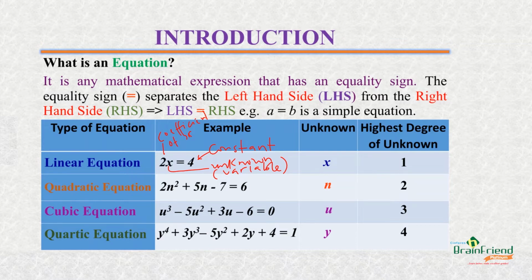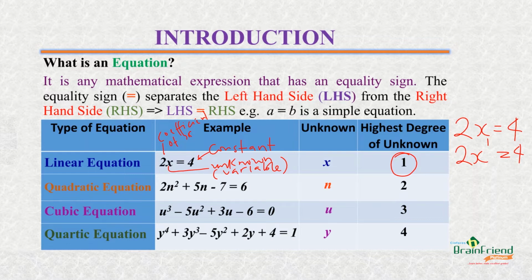And the highest degree of that unknown is 1. So how did we get that 1 as the power of the unknown or the variable? Let's look at it. 2x equal to 4 is the same thing as saying 2x raised to the power of 1 is equal to 4. That 1 is invisible, but it's always there. With that, we can say that the power of the unknown, which is the variable here, is 1. The second equation we'll be looking at is called quadratic equation.